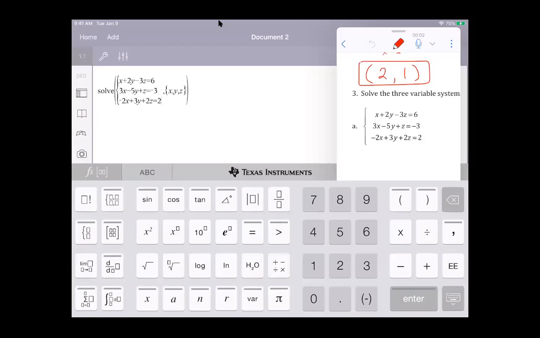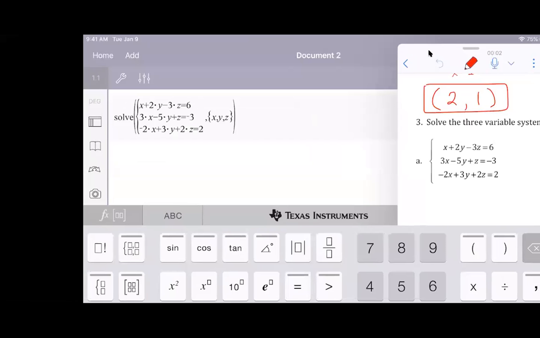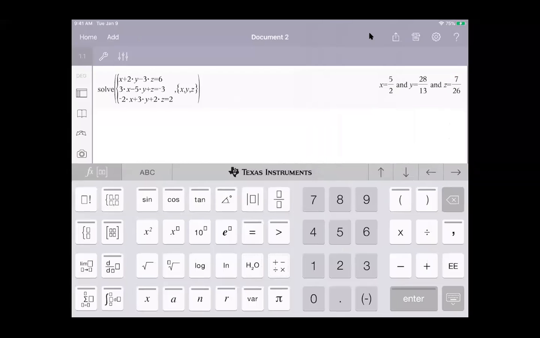Because once I hit enter, there it goes. It gives me my answers. Now that would be a really hard problem to do by hand. Okay, but using your calculator certainly makes it a little easier, or much easier.